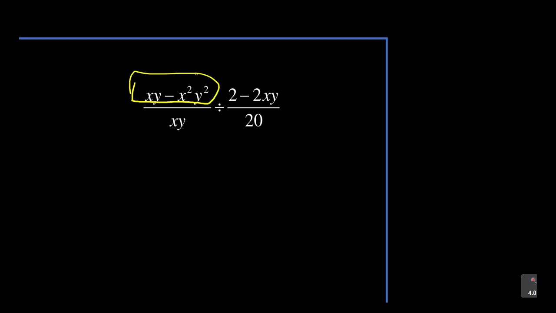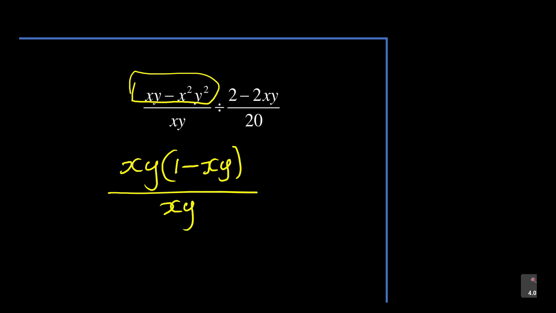XY, x squared, y squared. XY is common on top because it's the smaller powers. So XY goes into XY, 1 minus X will remain there and Y will remain. So it's 1 minus XY divided by XY. You see, already it's gone XY. Then times is another trick they want trying to catch you, which becomes 20 goes on top. On top again, factorize. 2 is common. Then 2 goes into 2 once. There it will be minus XY.